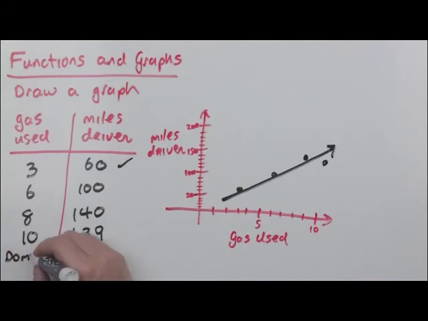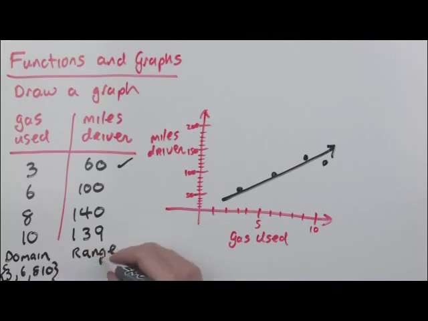The domain is, and the range, so the domain is 3, 6, 8, and 10. And the range is, let's see, 60, 100, 140, and 139. Great.